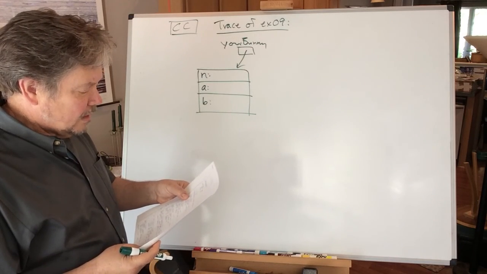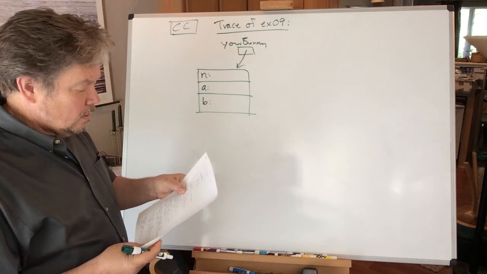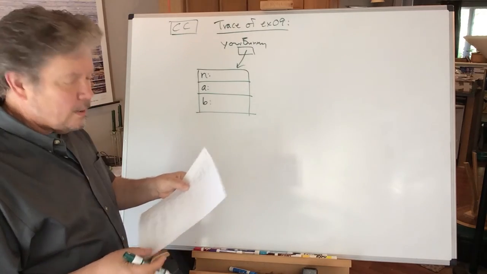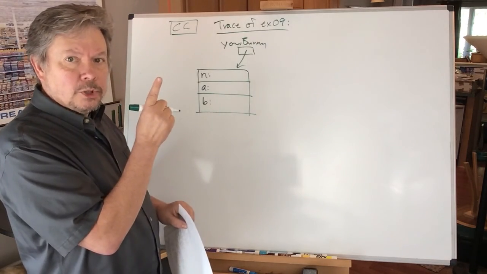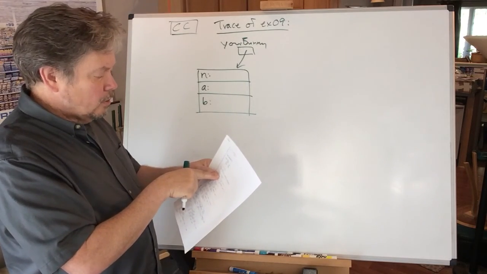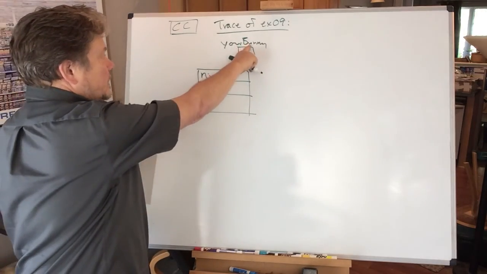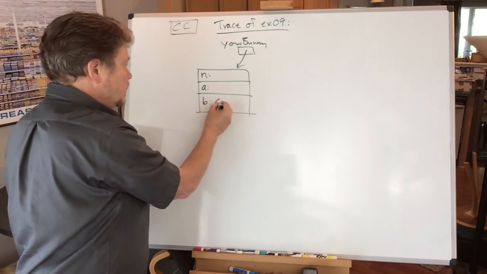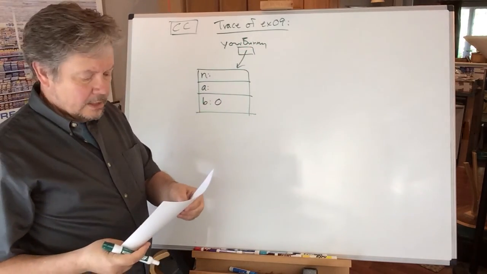Line 25 says, put a 0 here. Your bunny, arrow, BFF. Carefully drawn picture, arrow in the code, arrow in the picture. Your bunny, arrow, BFF is 0. Your bunny, arrow, BFF, 0. That's how we do it.